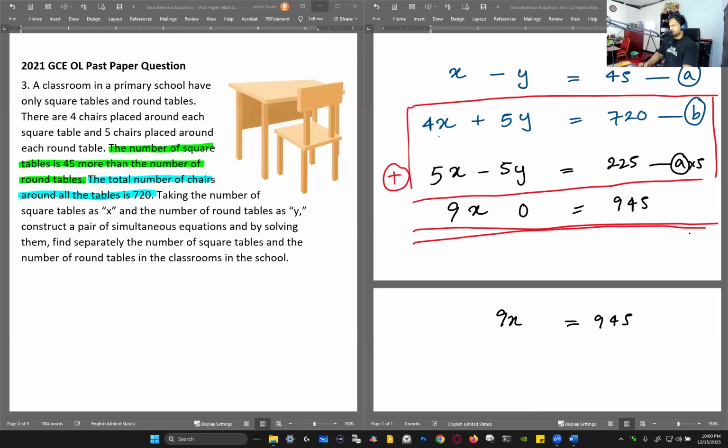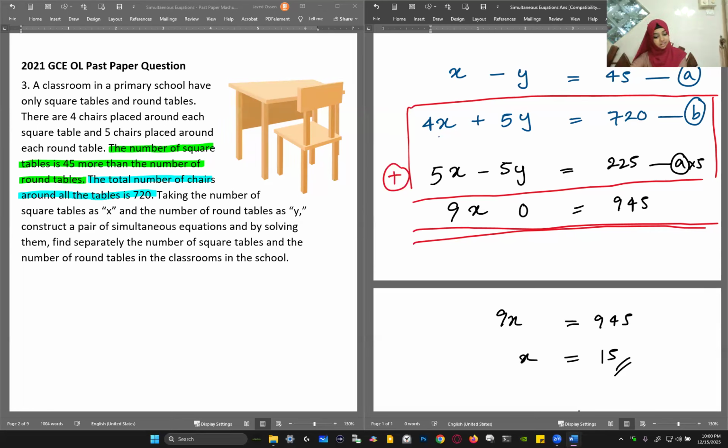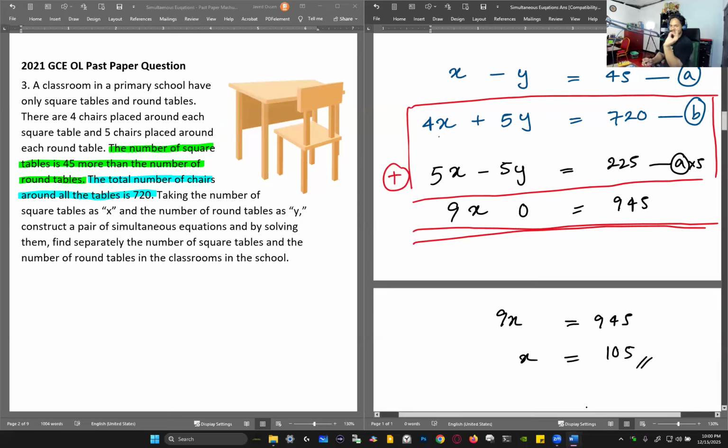9x equals 945. Miss Fatima, x equals 15? Isn't it 105? I didn't get you. 105? Apologies, 105. You're right, not 15. I did it on purpose to see whether you're paying attention. I just missed the zero in the middle, right? 105 and 15, miss the zero in the middle. 105, absolutely. So x is equal to 105.